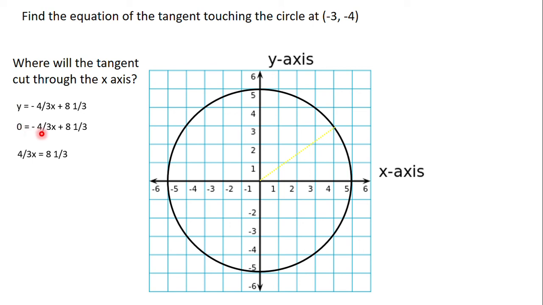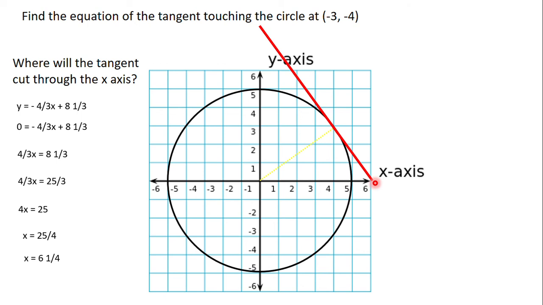We rearrange. We get rid of that minus 4 over 3x by adding 4 over 3x to both sides. We get this, then we get this, then we get this. Hopefully you can understand all the steps we've taken. And then we get that. And that looks about right. It looks like that tangent is going to go through the x-axis at about 6 1/4. So we know we've got that right.